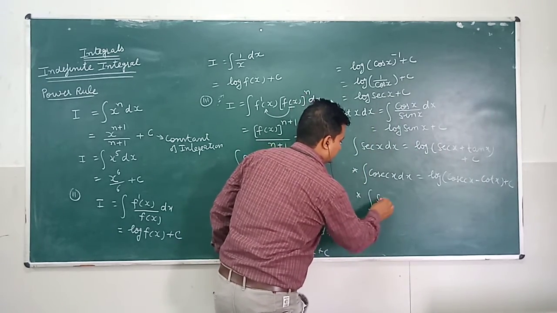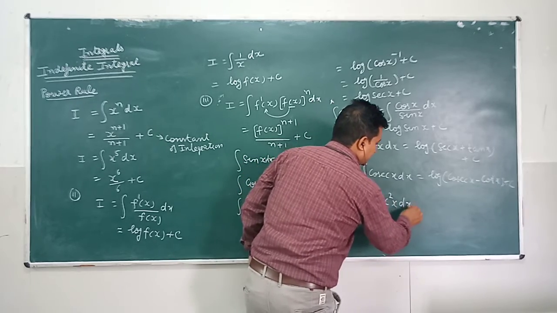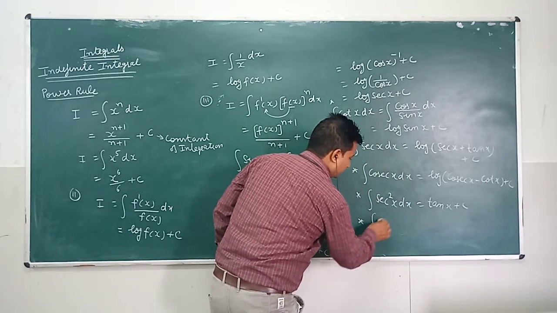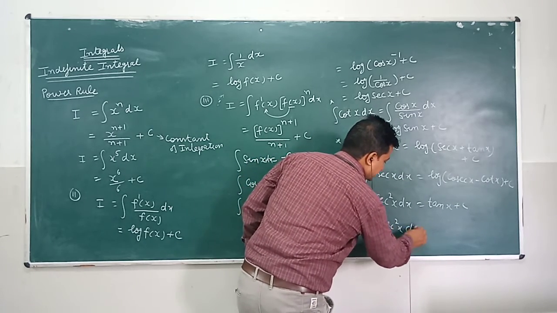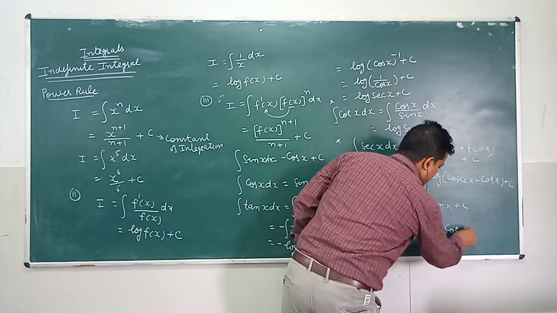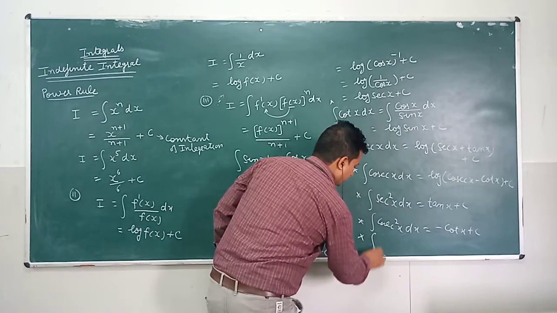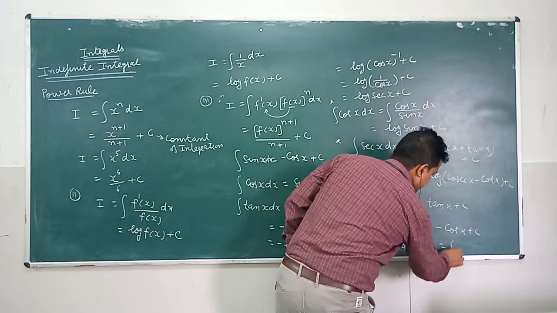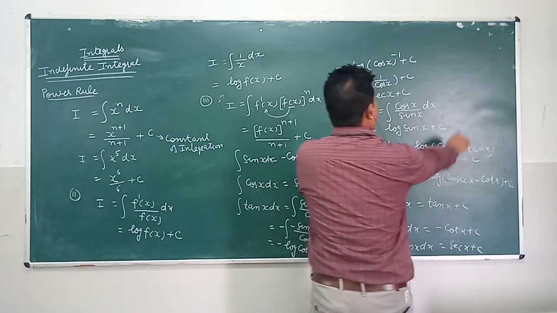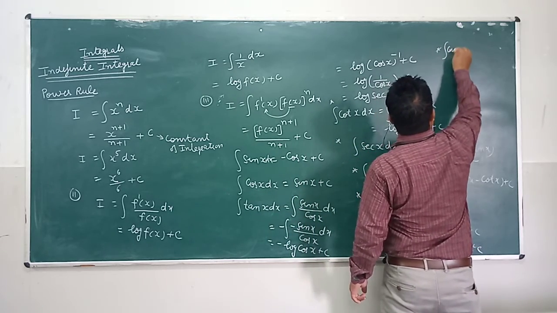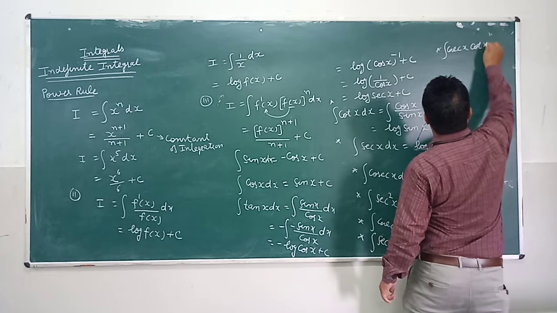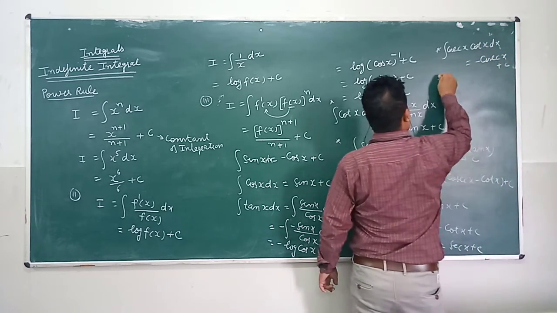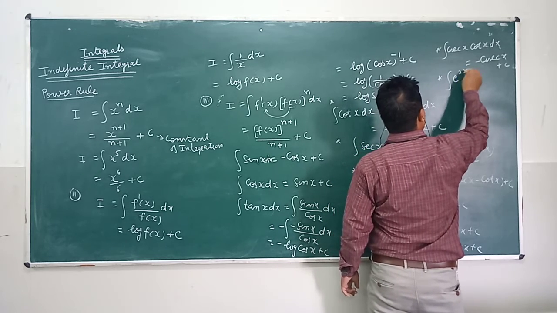Same, integration of secant square x is tan x plus c. Integration of cosecant square x is minus cot x, and integration of secant x into tan x is secant x. Another is integration of cosecant x into cot x is minus cosecant x.